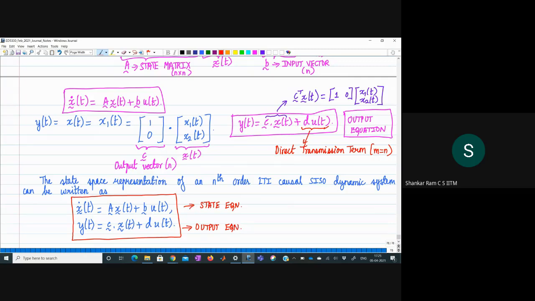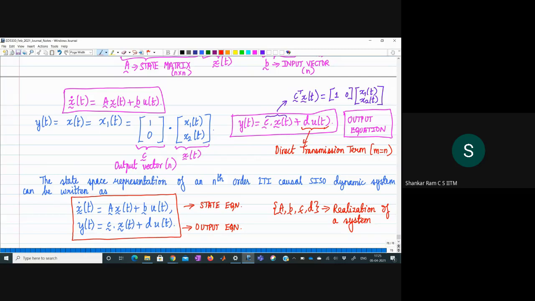These are the two equations, and the set A, B, C, D is what is called a realization of the system. These are some terms that you would encounter as we go further in the state space. So you have the set A, B, C, D. That's what is called a realization of the system.